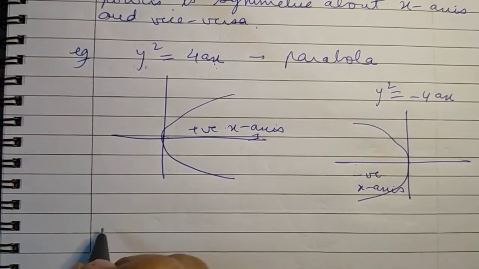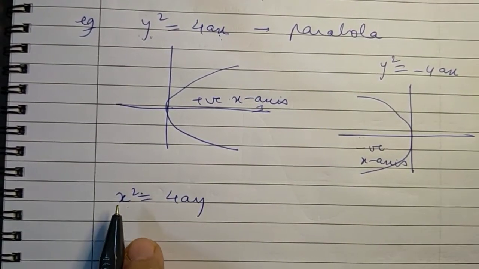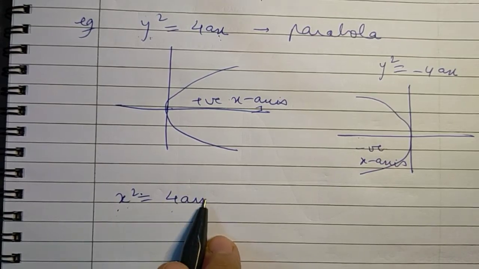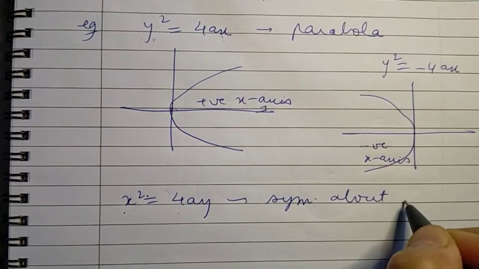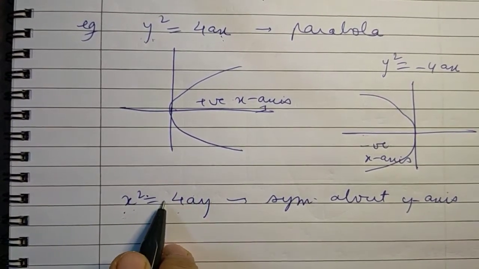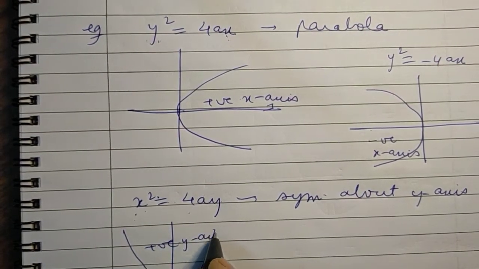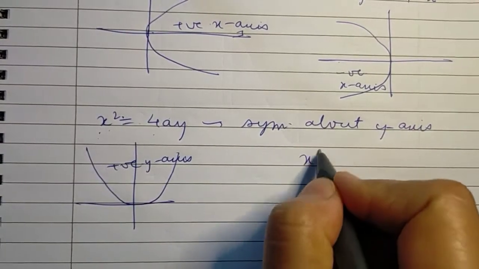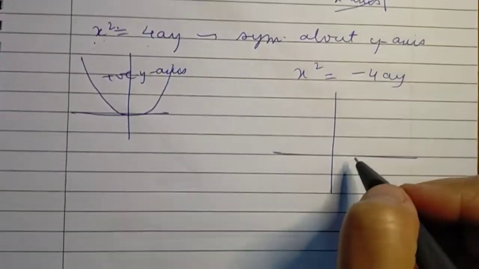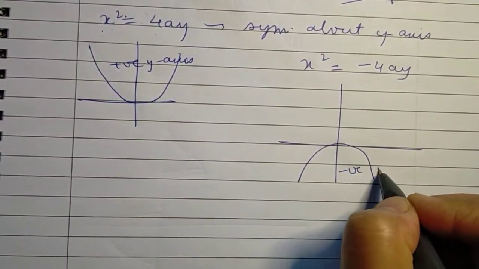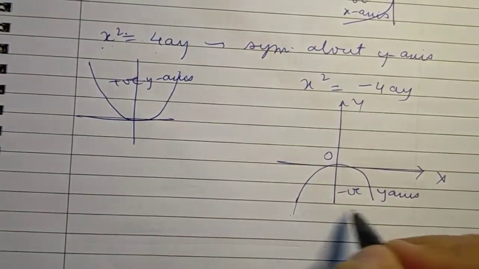Now similarly, if you have x squared equal to 4ay, here x appears only in even powers and y is in odd, so this is symmetric about the y-axis. Because of this positive sign, this one is symmetric about the positive y-axis, whereas x squared equal to minus 4ay will be symmetric about the negative y-axis. This is x, this is y, this is the origin.